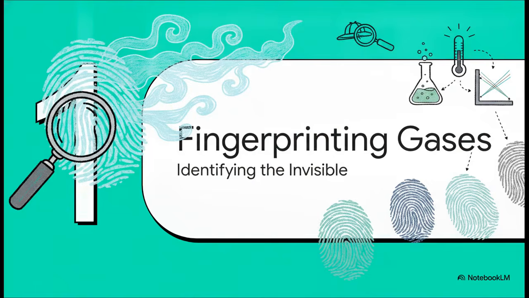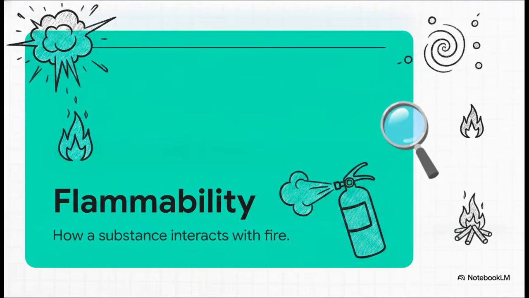Section 1. Fingerprinting and visible gases. Okay, just like real detectives use unique fingerprints to identify suspects at a crime scene, scientists use specific physical properties to identify invisible gases. Every substance in the universe has these core characteristic properties that just stay true no matter where you test them. Our first crucial fingerprint here is flammability. Basically, how does this stuff interact with fire?